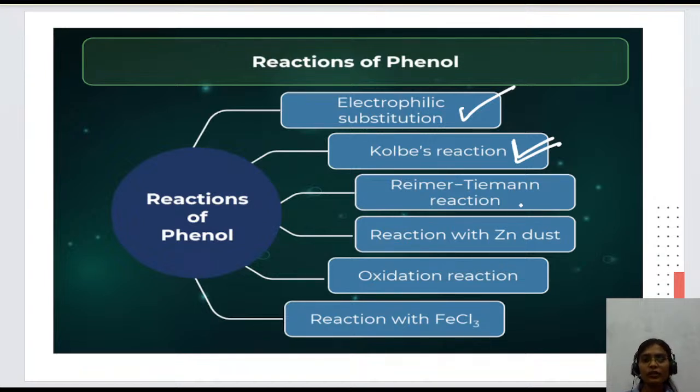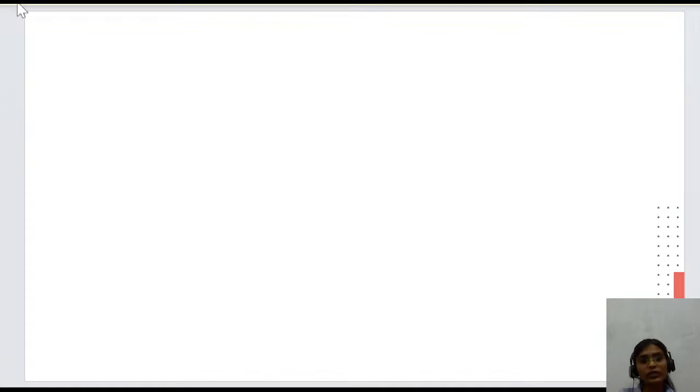That is the Reimer-Tiemann reaction, whichever way you like to say it. Now let's start with the third reaction of phenol, the Reimer-Tiemann reaction. Like every reaction, we are first going to discuss the reagent, then the reactant and product, and even the mechanism as well. So this is the name of the reaction, the Reimer-Tiemann reaction.